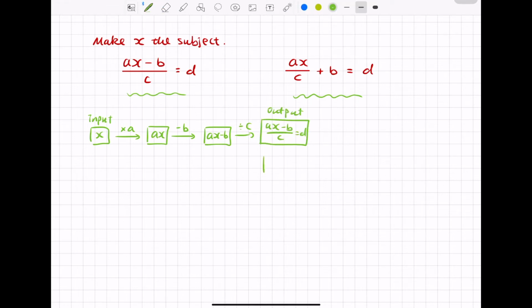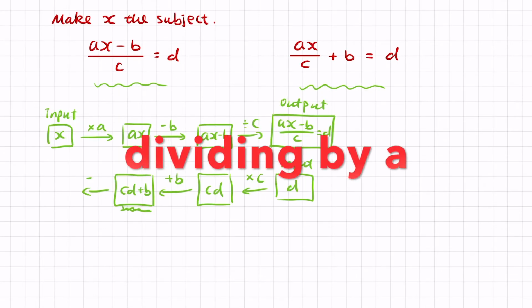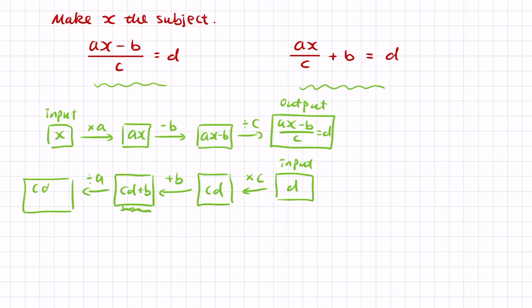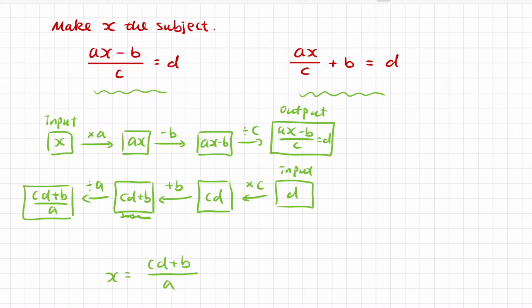Therefore, to go backwards, our input is going to be D, and we have to multiply by C. That will give us CD, and then we have to add B. It will give us CD plus B, and multiply by A. Here we have to be careful because we are multiplying everything by A, and this is our answer.